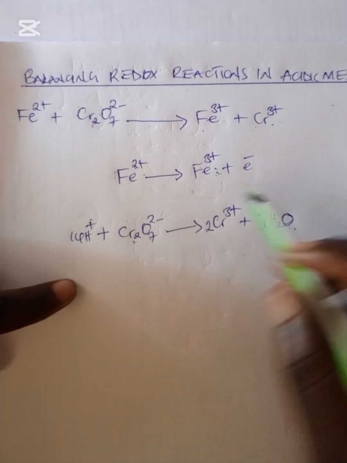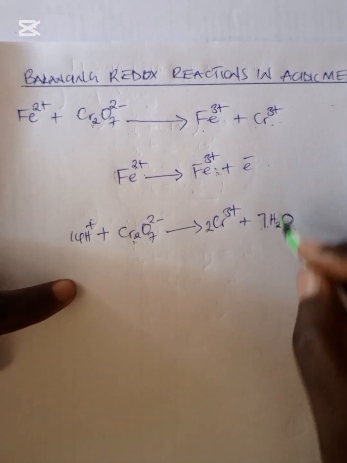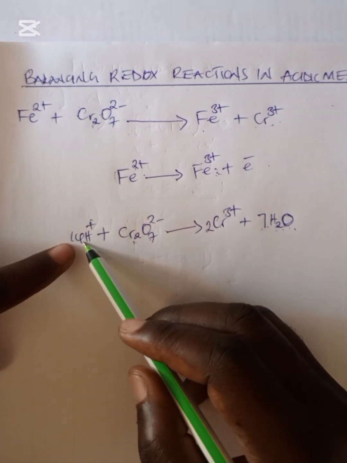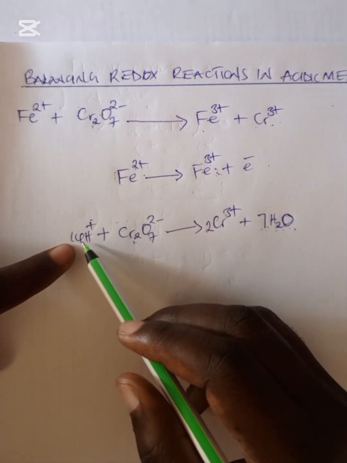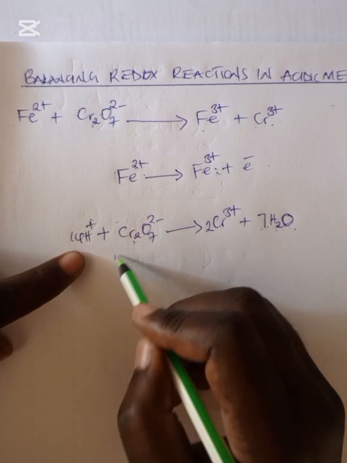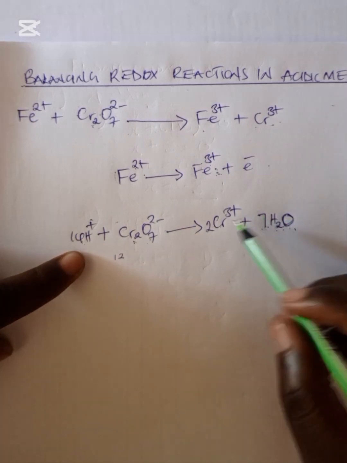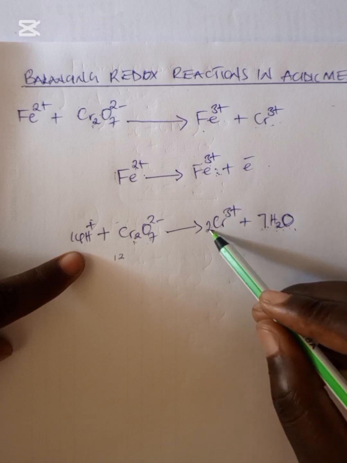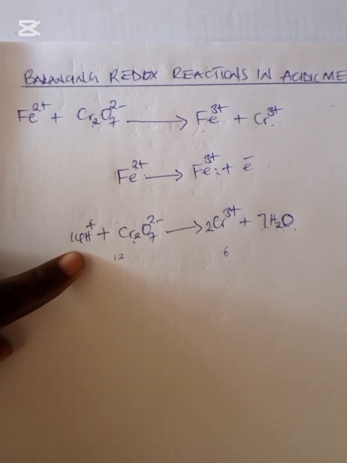So we're done with the first half equation. Let's also balance the electrons in the other half equation here. In terms of the charge, we have 14 minus 2, which gives us 12. That is in terms of charge. Here the charge is actually 6, because 2 times 3 is 6.